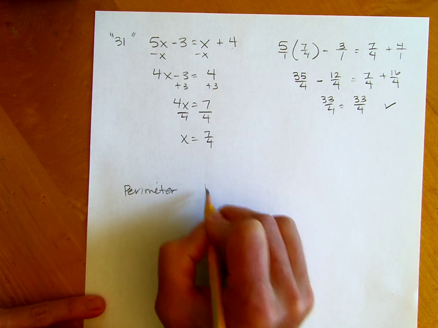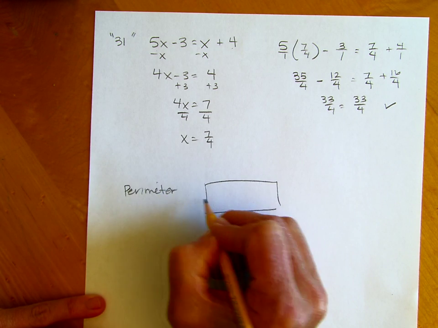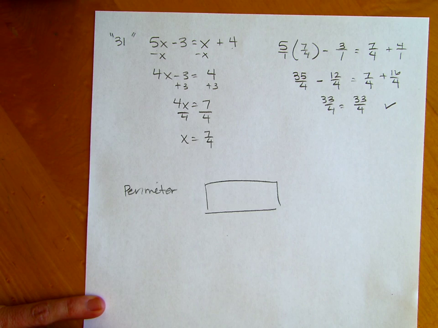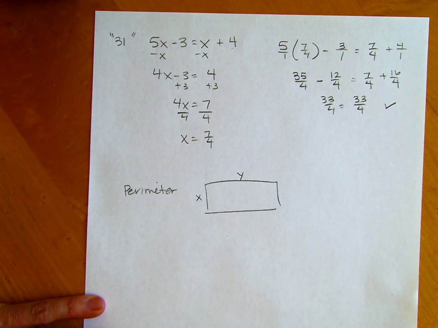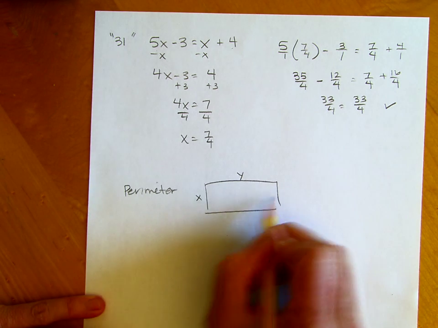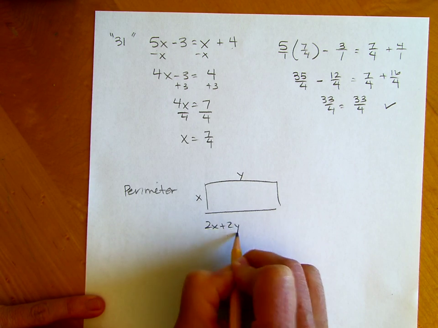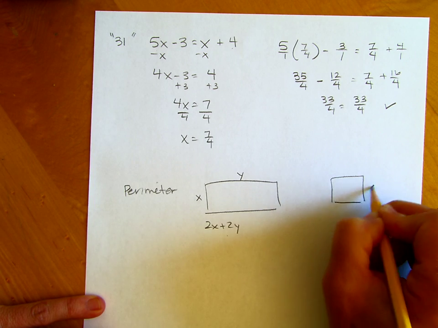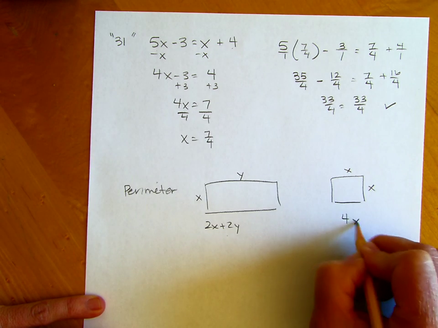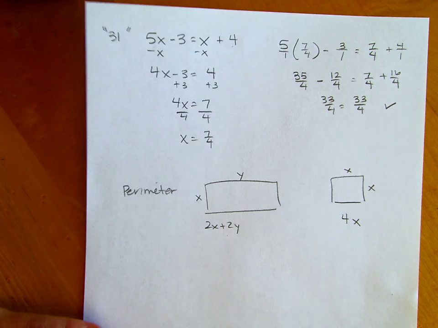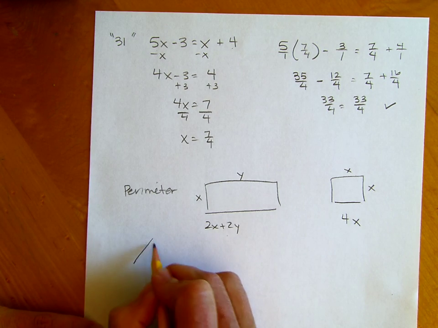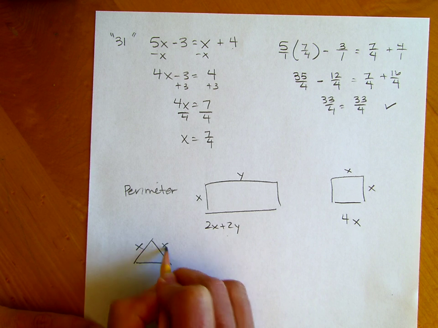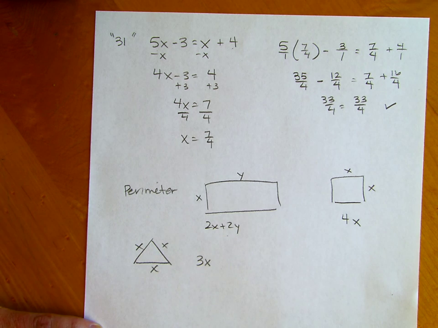Finally, there's some problems about perimeter. I hope you remember that perimeter is just adding up the outsides. If it's a rectangle, those are going to have different dimensions. So this perimeter would be 2x plus 2y. If it's a square, it's just 4x. A triangle, in this case, there's an equilateral triangle. They're all the same.